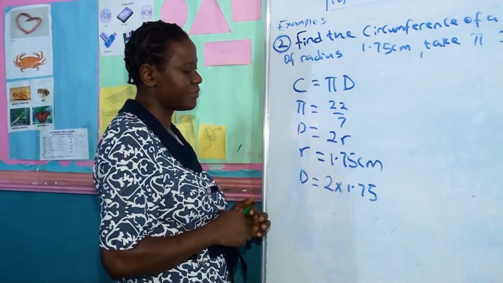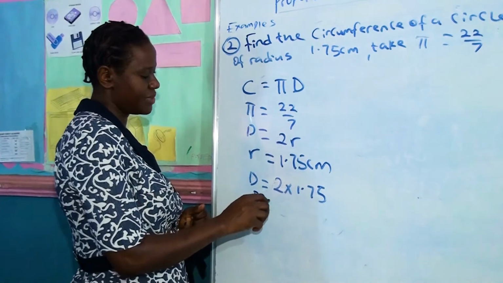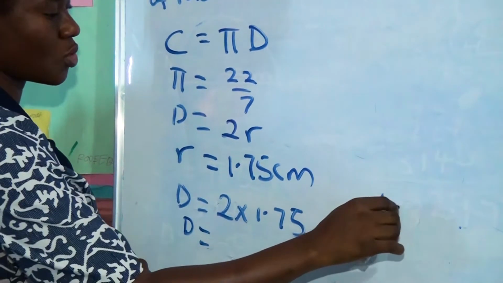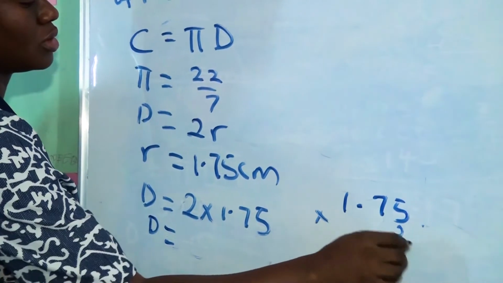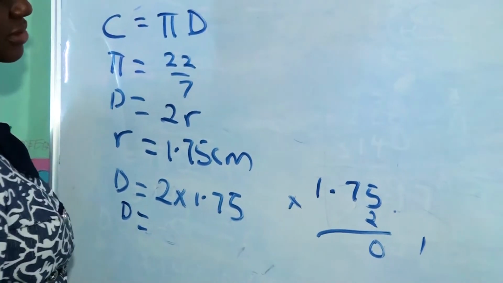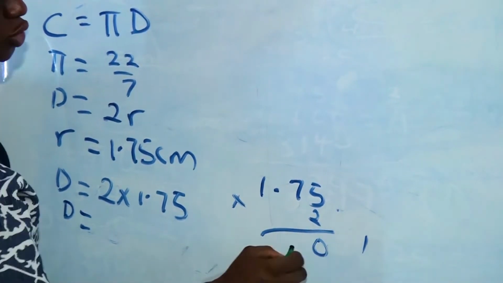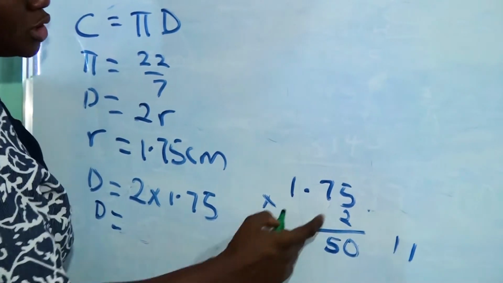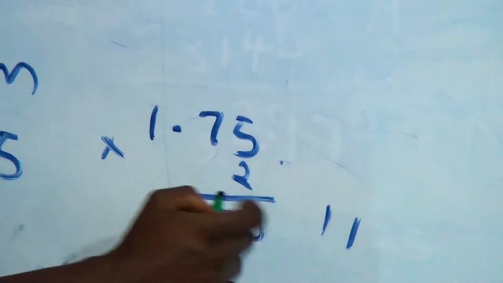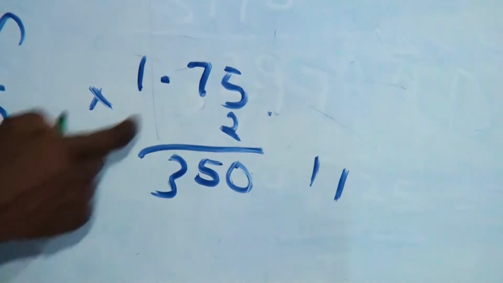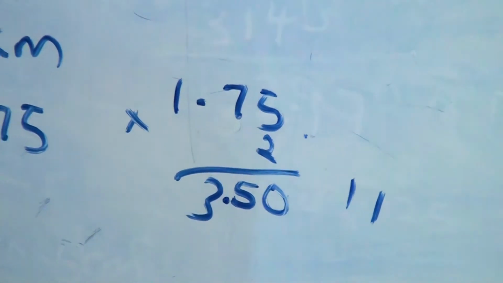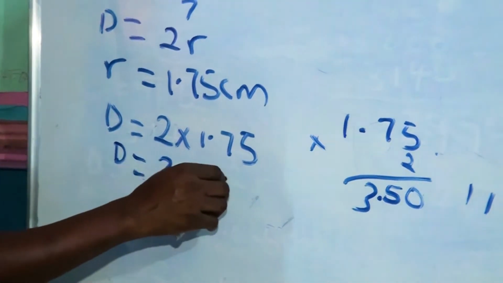Okay, let's do this. 1.75 times 2. 2 times 5, 10, right? 0 leave 1. 2 times 7, 14 plus 1, 15, right? 5 and leave 1. 2 times 1, 2 plus 1, 3. All right, we have 2 places of decimal, so we have our point here. So D becomes 3.50 centimeter.